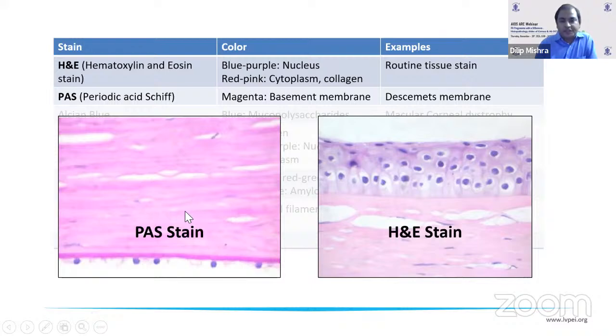And this is the PAS stain, periodic acid-Schiff stain, which stains the Descemet's membrane, whereas Bowman's layer is not positive for the PAS stain. PAS stains carbohydrate or glycogen. Descemet's membrane contains carbohydrate or glycogen, so it is PAS positive, whereas Bowman's layer is not. And there are nodule-like structures; they are the endothelial cells.